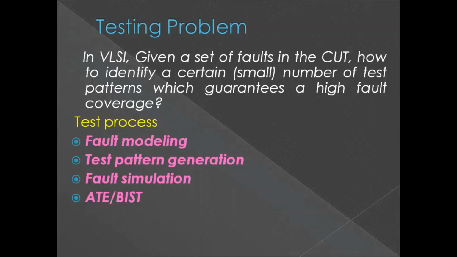So there is a test process which we have understood over the past few lectures, that essentially it comprises fault modeling, then test pattern generation, then fault simulation, and finally after manufacturing it is ATE or BIST which is going to take place. BIST goes side by side, ATE is done on every manufactured chip. But then why fault models?